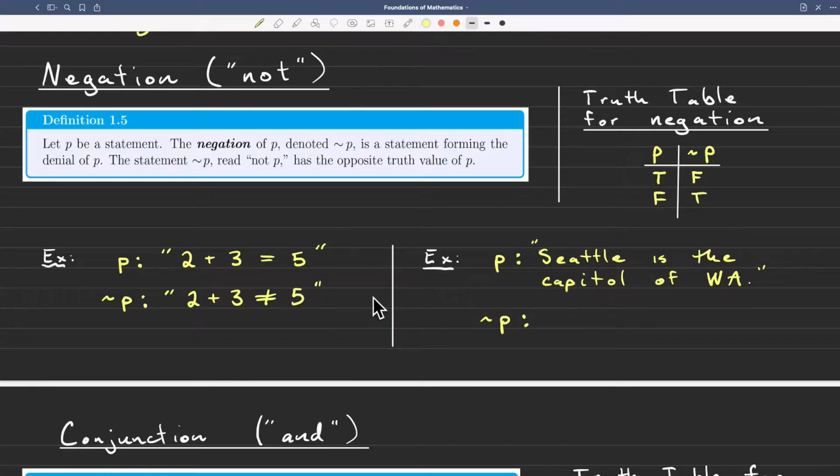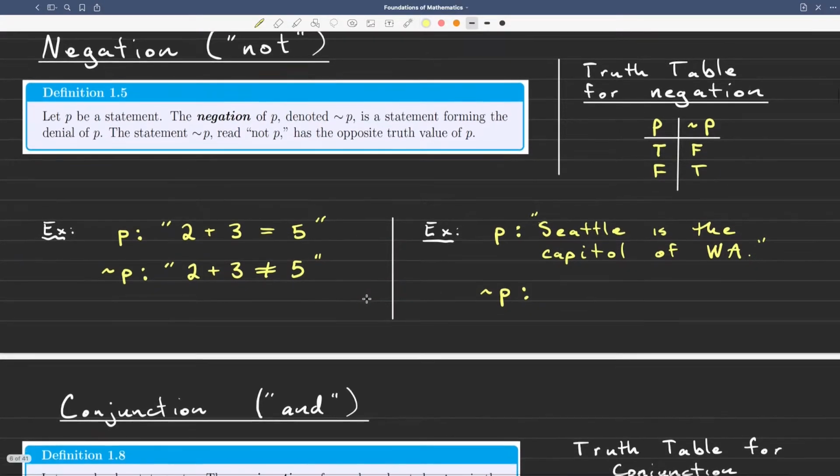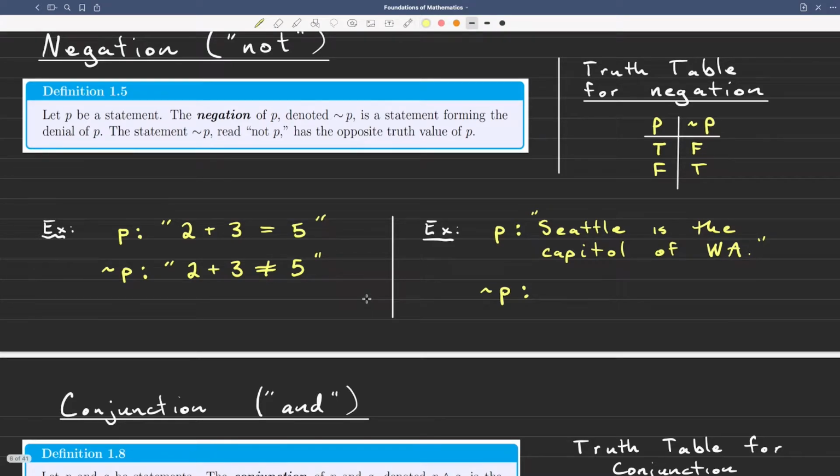We could play this same game with expressions that are not very mathematical in nature. Like the second example there, P is the statement Seattle is the capital of Washington, which we know is a false statement. Negating it, I would get the true statement, Seattle is not the capital of Washington.